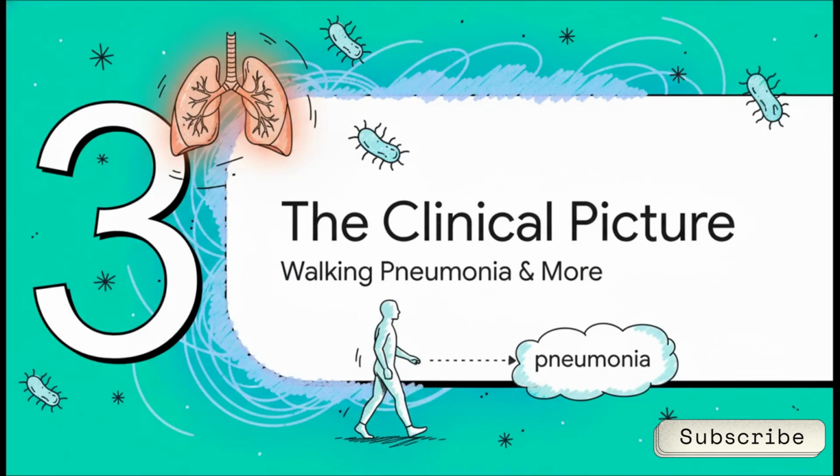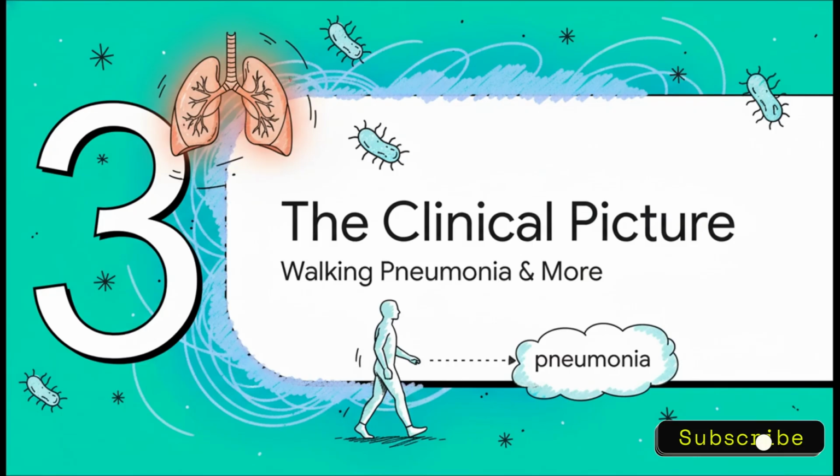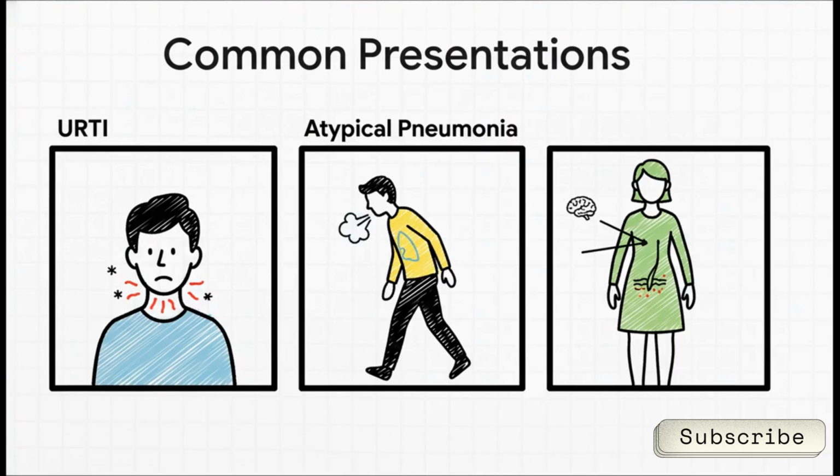So, what does this infection actually look like in a patient? Let's dive into the clinical picture. It's famous for causing walking pneumonia, but believe me, there can be a few nasty surprises. Most of the time, it's just a mild sore throat or bronchitis. But the classic presentation is atypical pneumonia. We call it walking pneumonia because the person usually feels sick, but not sick enough to be stuck in bed. Think a gradual start with a dry, hacking cough that just won't quit.